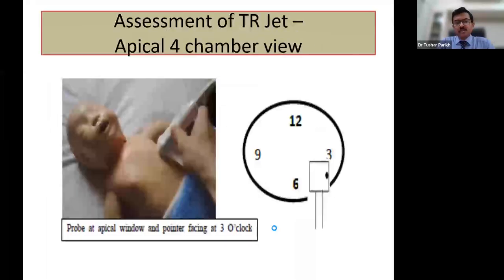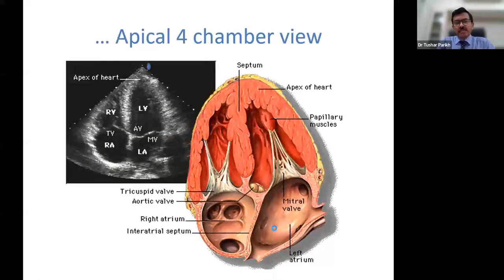So what we do is put the probe in the apical 4-chamber view with the orientation marker towards around 3 o'clock, and the direction of the probe is towards the right shoulder, that is towards the long axis of the heart. And we get the apical 4-chamber view. We identify the chambers, we identify the walls. I'm sure this is covered.